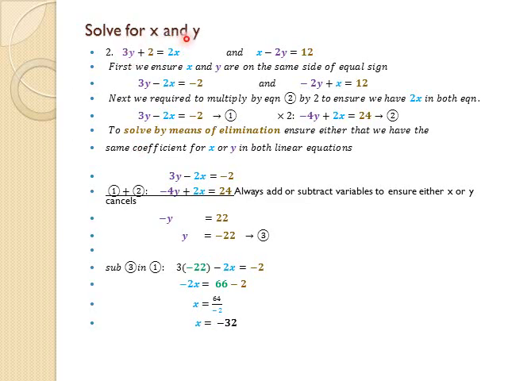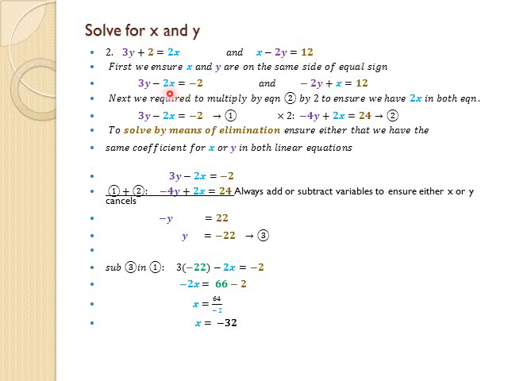Solve for x and y, given 3y plus 2 equal 2x and x minus 2y equal 12. So two linear equations, there are no squares involved. First, I take all my variables to the same side. So I have 3y minus 2x equal, if I take plus 2 over, negative 2. And x minus 2y, so I put y and y in the same place, plus x equal 12.